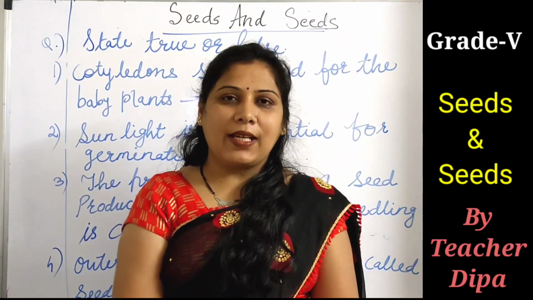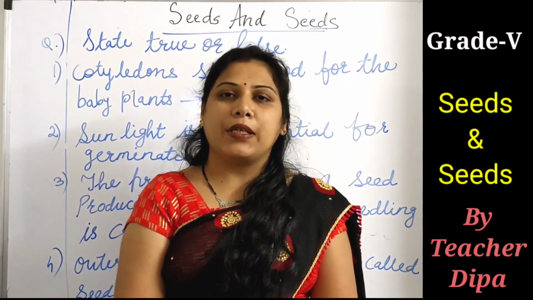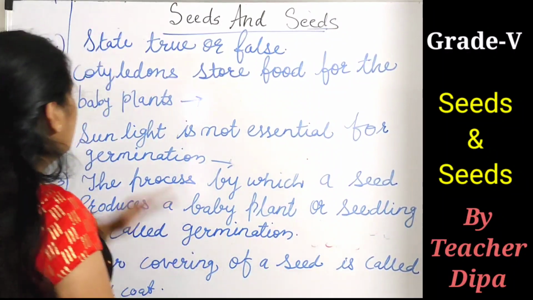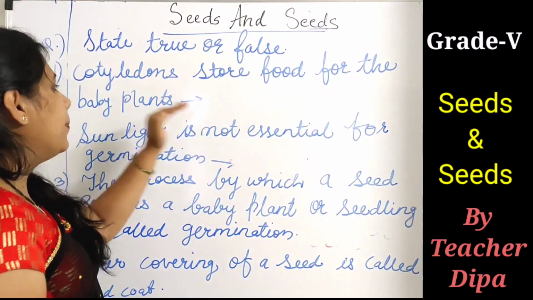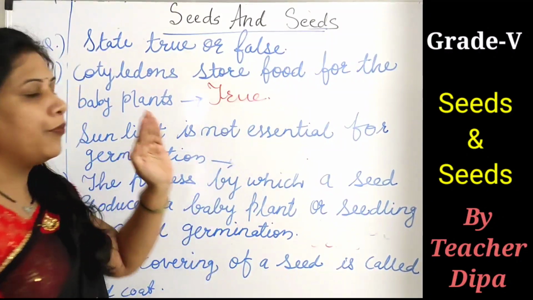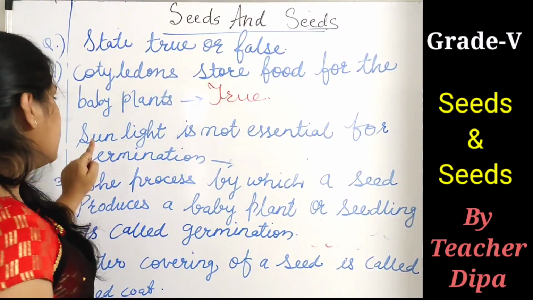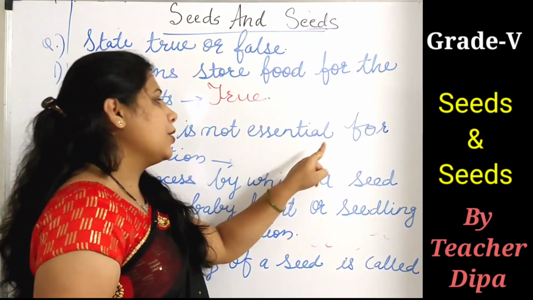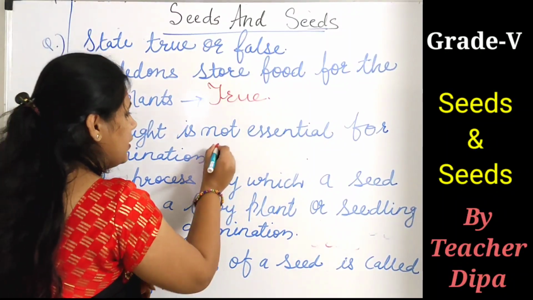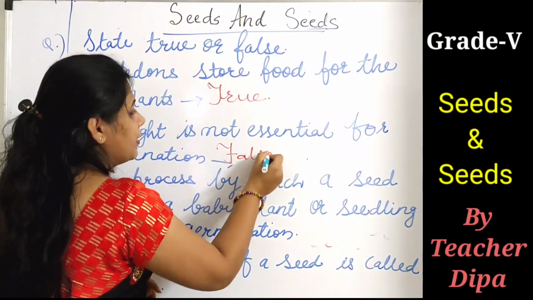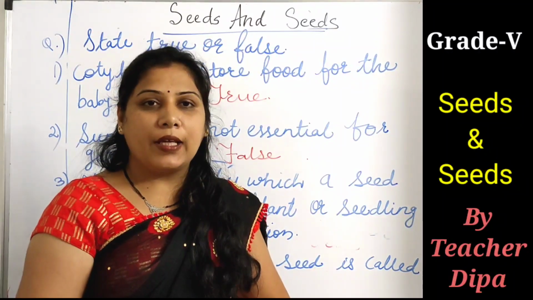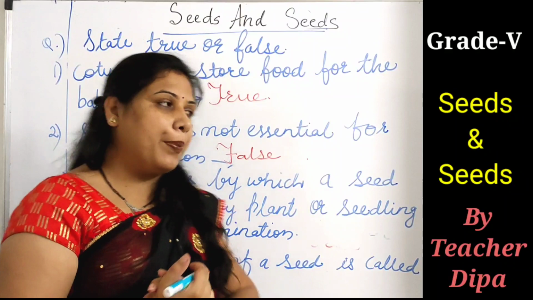Next question from the seeds and seeds is to state whether the statements are true or false. So we will write true or false for that. First is cotyledons store food for the baby plant. Yes, it's a true statement. Cotyledons always store the food for the baby plants. Second is sunlight is not essential for germination. So for this statement we will write false because sunlight is very essential for germination. If sunlight is not there, the seed germination will not happen.